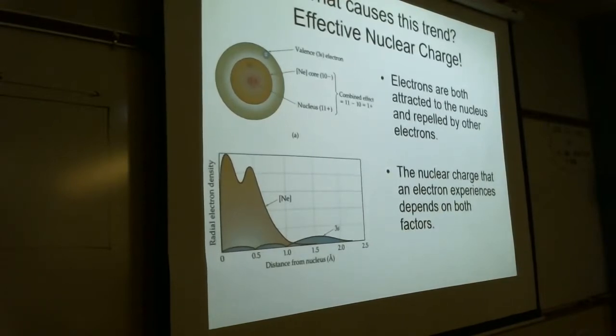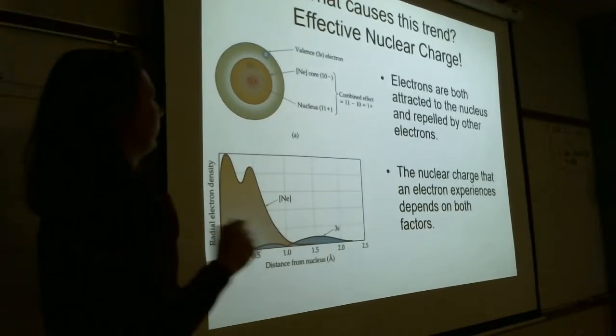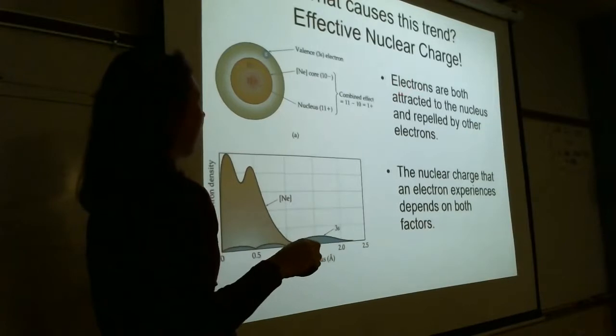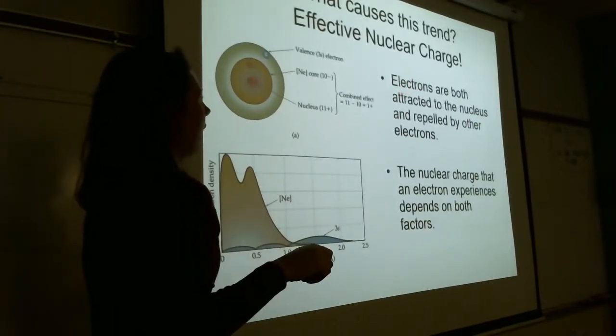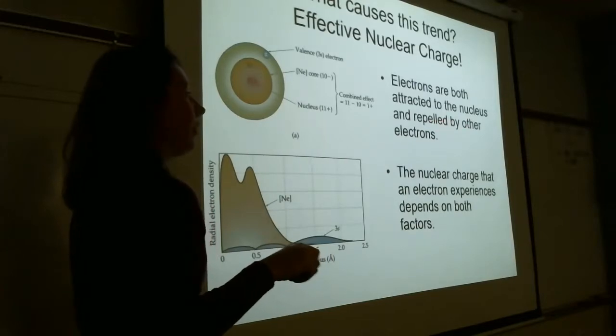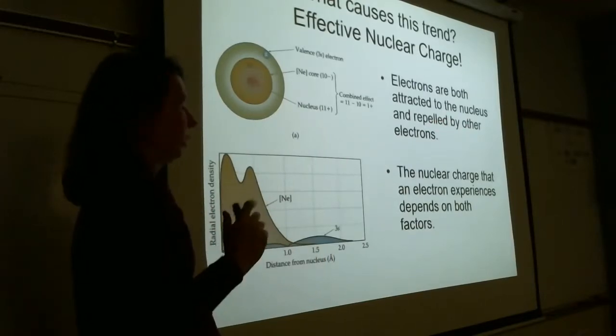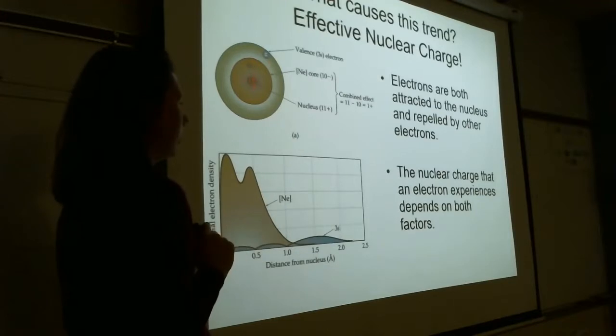All right, now what causes this is something called effective nuclear charge. And we can actually do some pretty gnarly calculations on this, which we're not, just throwing that out there. But let's at least understand where this trend comes from. Okay, so our electrons are attracted to the nucleus, right? Because there are protons hanging out in the nucleus. And they're also repelled by other electrons, right? Electrons are going to repel each other, but they're going to be attracted to the nucleus.